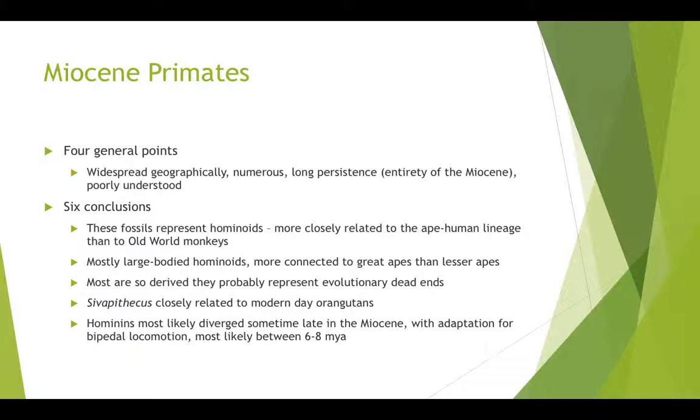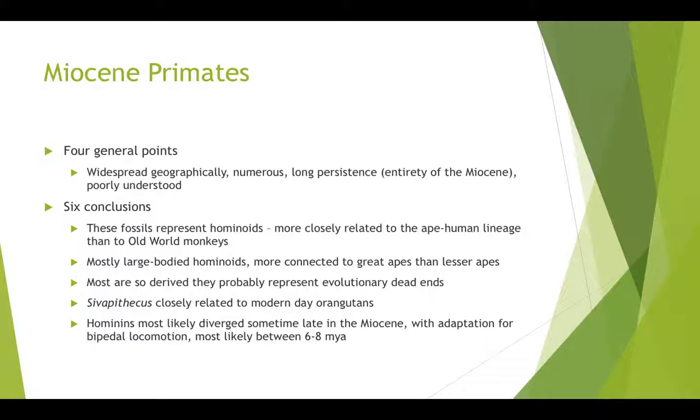So these Miocene apes differentiated after the ancestor of modern-day great apes and modern-day hominins, or the human line, diverged from Old World monkeys. These are not just large-bodied Old World monkeys that lost their tails. They are large-bodied, which indicates that they are more closely connected to great apes than lesser apes. They are very derived, so they probably mostly represent evolutionary dead ends. There are some that may be candidates for ancestors of modern-day great apes.